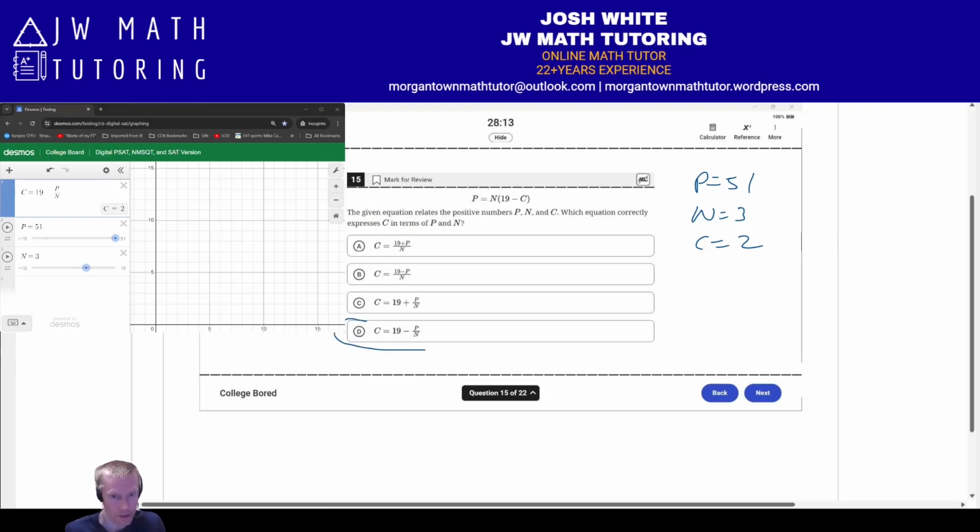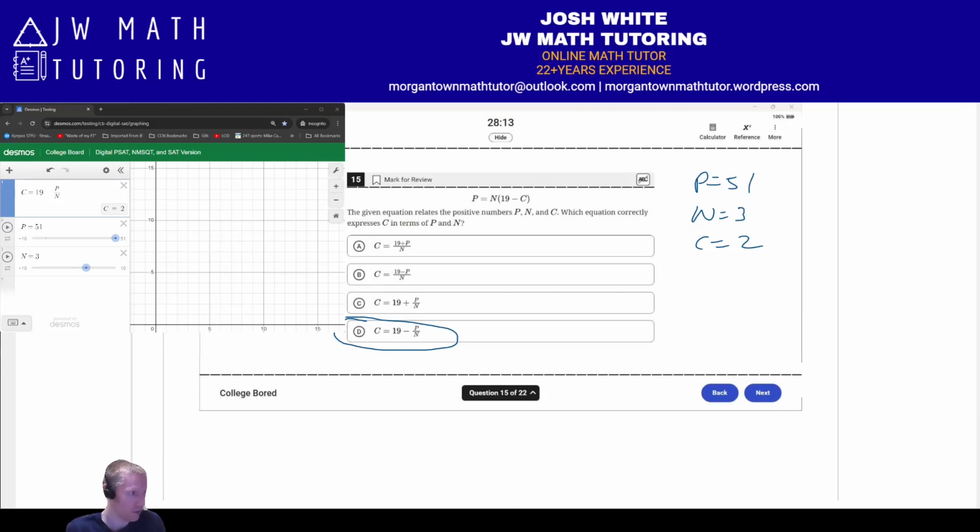So again, the strategy used here, the overall process was picking numbers, except I used the Desmos calculator to evaluate the formulas, basically doing it in a much quicker manner than it would be plugging into a handheld calculator.